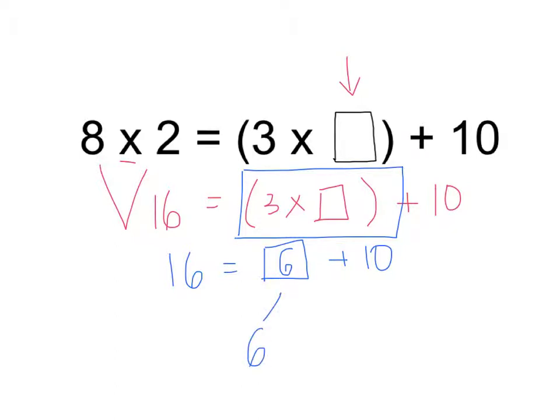So I can say 6 equals, and I look back to my original parentheses here, 3 times what? And when I roll my 3's until I hear the number 6, I can say 3, 6, and that means that 3 times 2 equals 6.